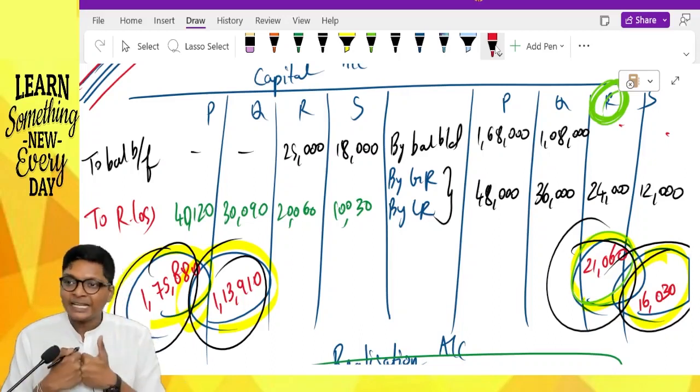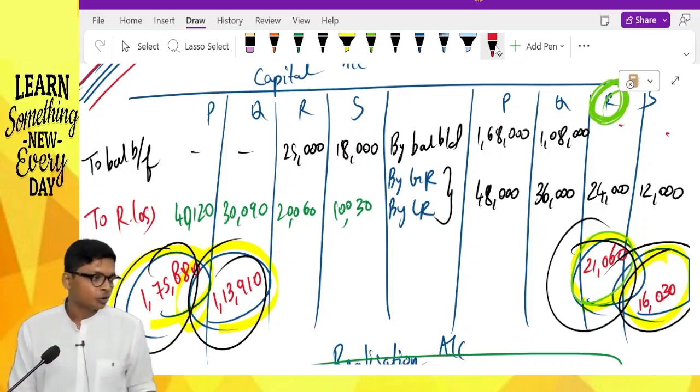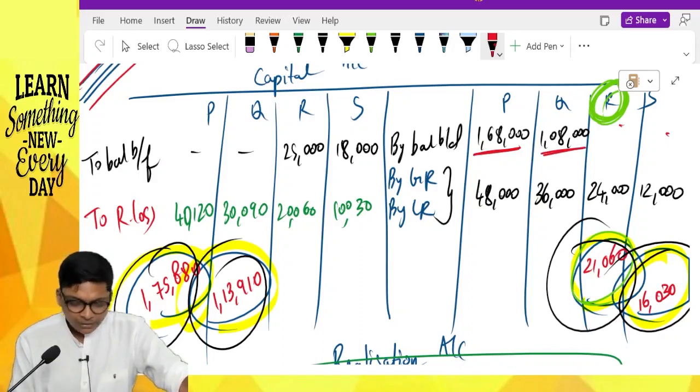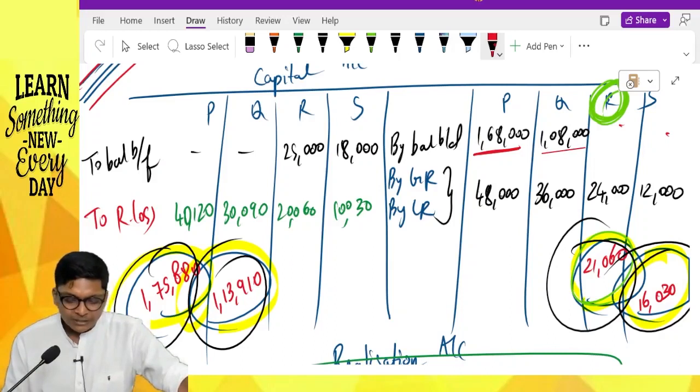And the concept, why capital ratio? Because there is loss in capital account, so capital ratio. Fine. So, one answer I heard is 168 is to 108. Here negative is coming. So can I write 168 is to 108 is to 18,000?